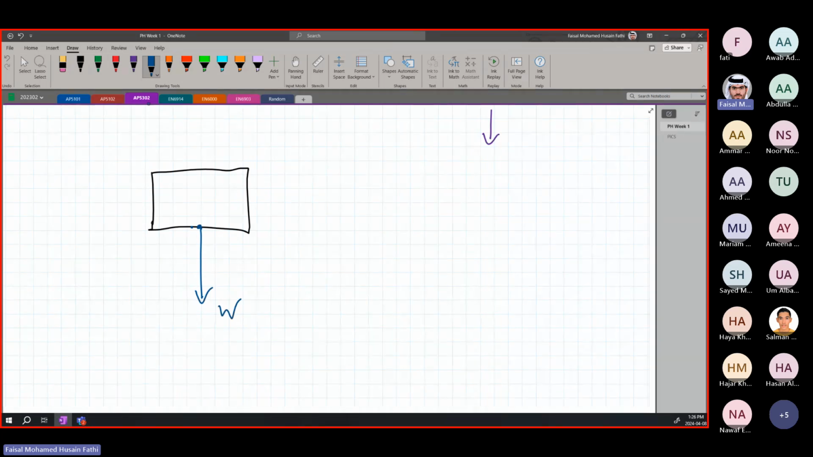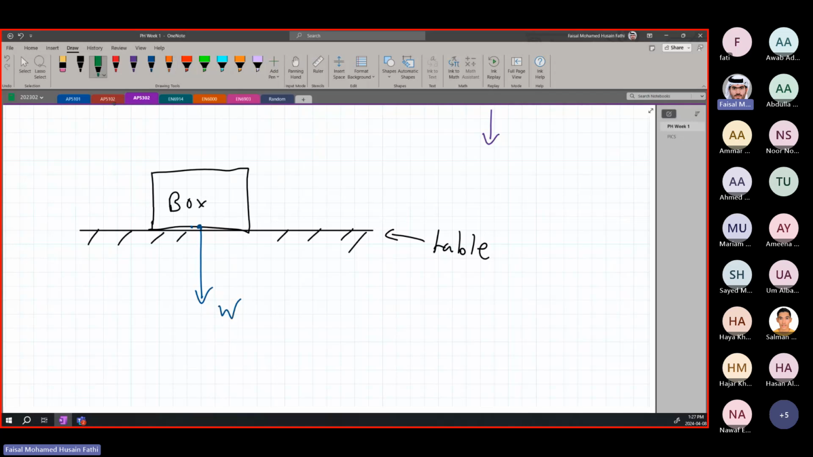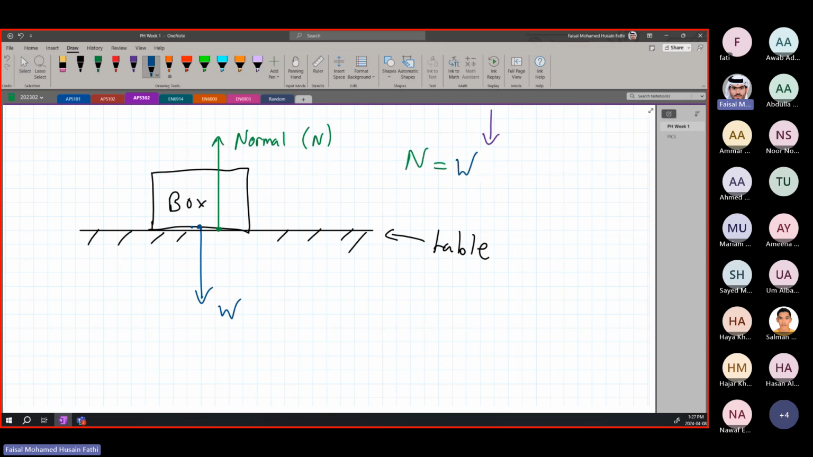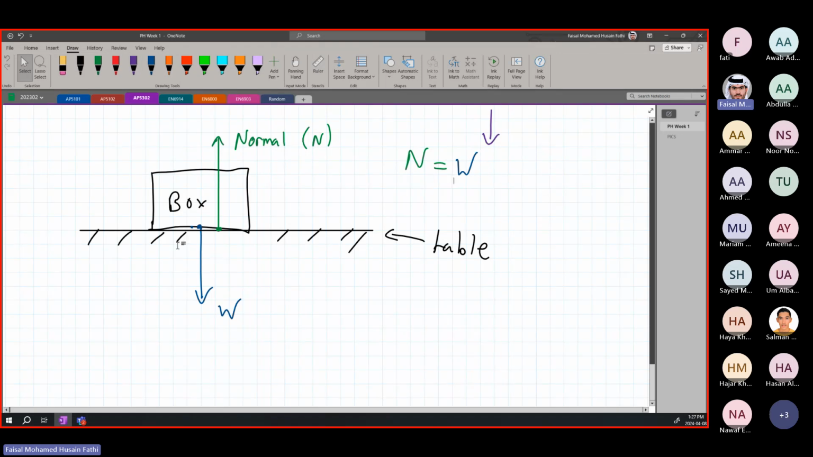This is the weight. Now, an additional force that is always available when there is a surface, now let's say that this is on a table. This box is on a table. There is something called a normal reaction force to the weight. Meaning there is a force from the table upwards. We call this usually the normal force or the force N. In the case that the body is not moving, in this case the box is not moving, this normal force will be equal to the weight. This is just the reaction force of the table holding up the box.